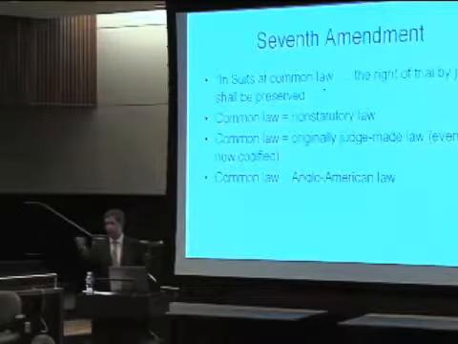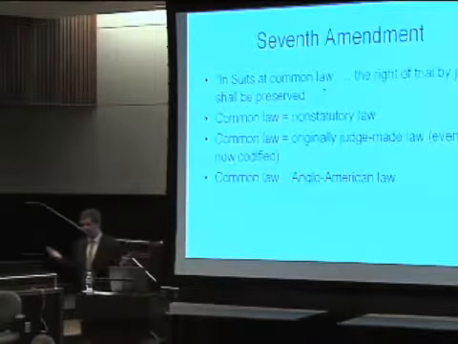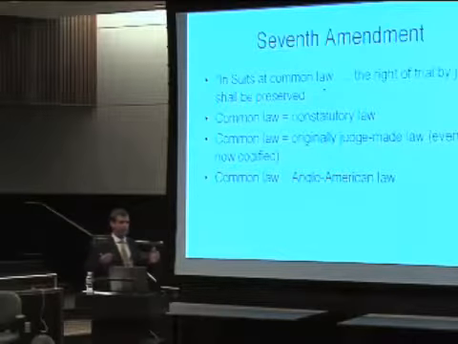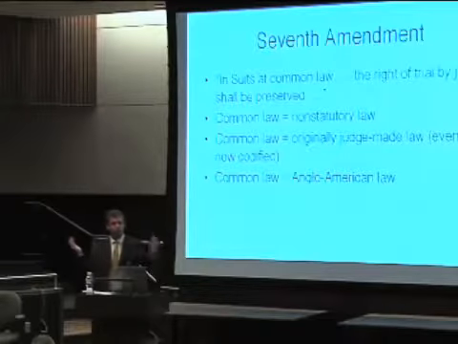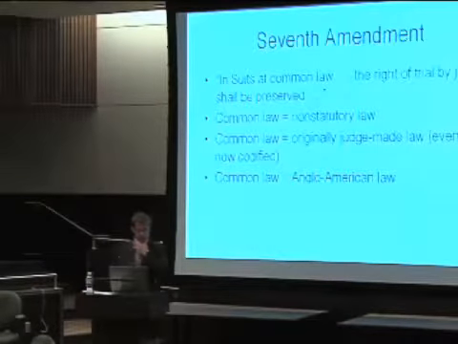Of course, a contract could call for application of foreign law. Many international contracts do. But if you've got a contract that calls for the application of French law, then you don't have a jury trial. Because after all, it's not a suit of common law, it's a suit of civil law. You could say that. It's not ridiculous given the text of this.